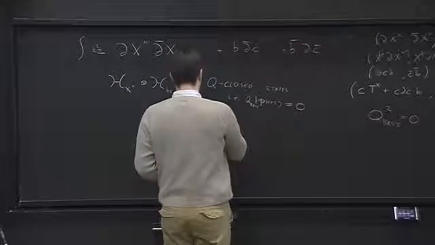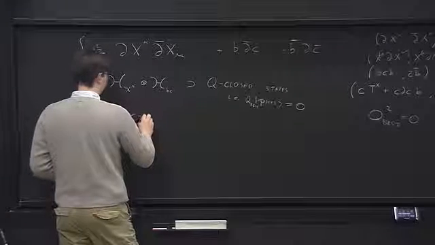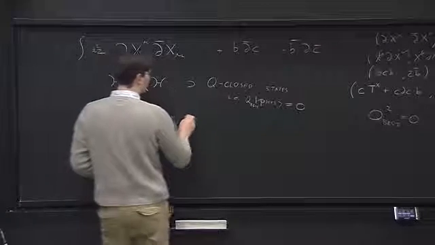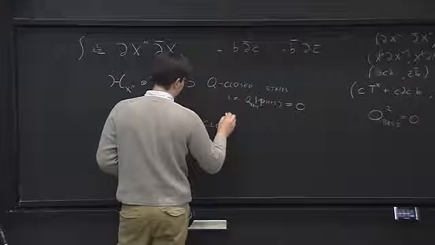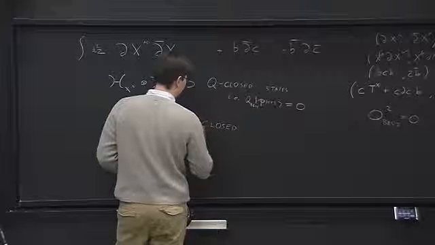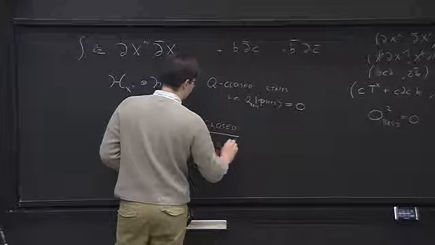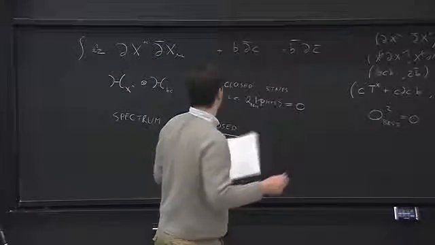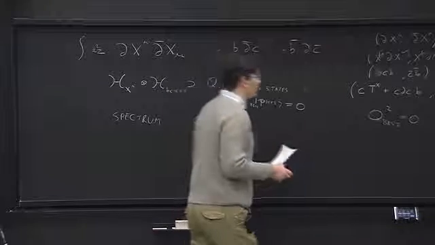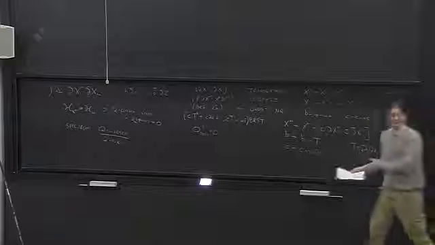And then the spectrum of string theory is supposed to be the space of Q-closed states over the space of Q-exact states. So in order to describe the Q-closed states and the Q-exact states, we need to know how the BRST symmetry acts on states. It does give you the action on operators, on fields.